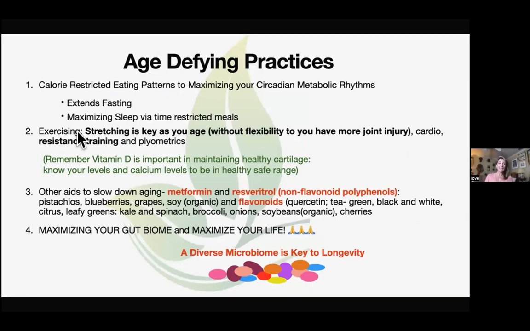We don't need as many calories as our nutritional platforms tell us. There are studies after studies that are proving that over and over again. So these extended fasts are helpful. Maximizing sleep, as we talked about. Making sure you're exercising. And as we age, stretching is very, very important.